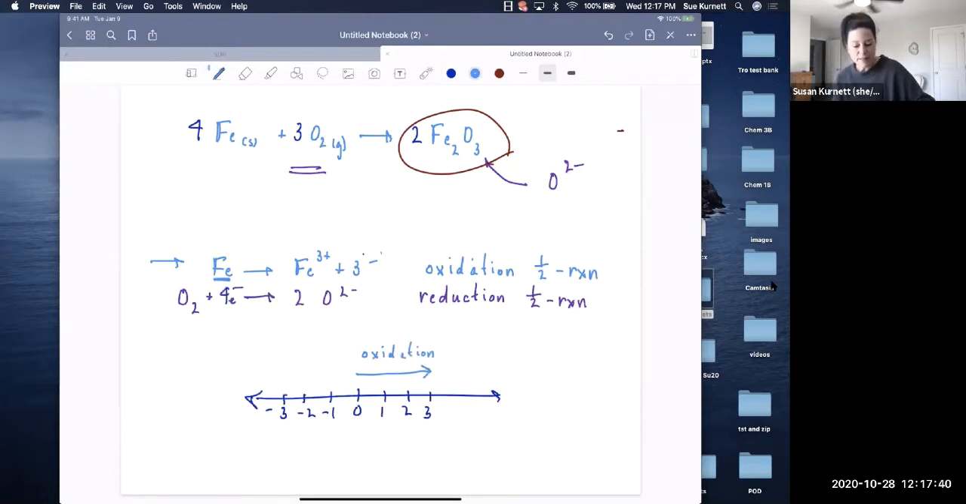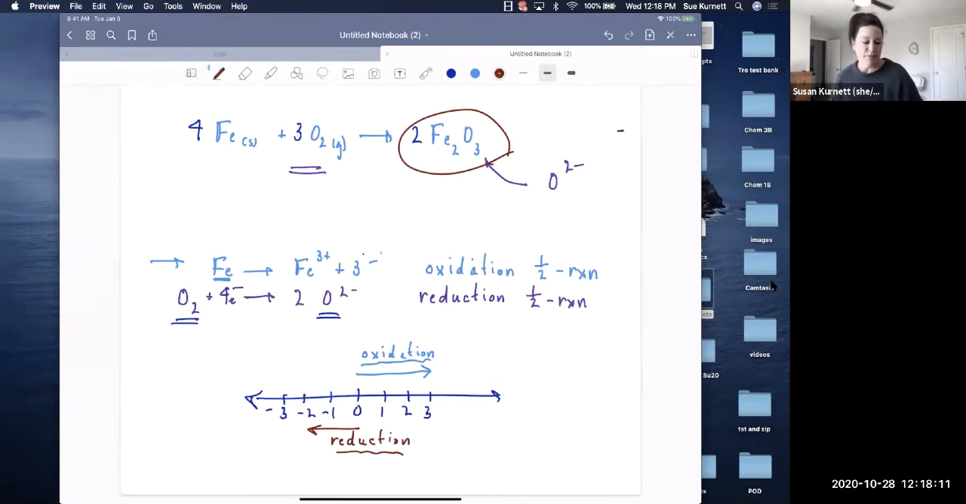For oxygen, the number went from 0, oxygen is an element, to -2. And that's reduction. You lose something negative, you become more positive. That's oxidation. You gain an electron, your number goes down. That's reduction. It sometimes bothers students to think reduction is gain.